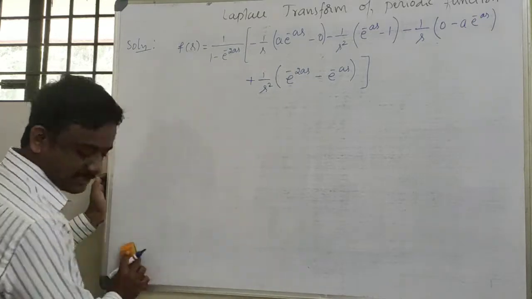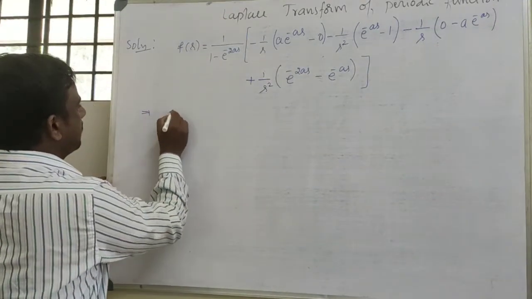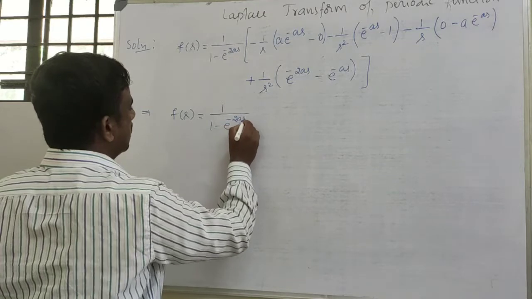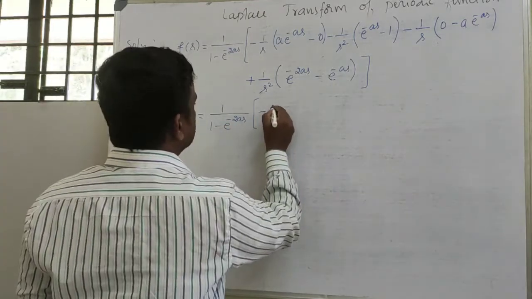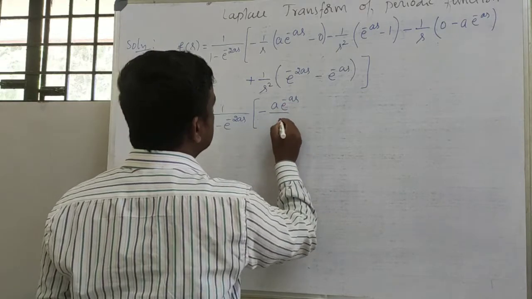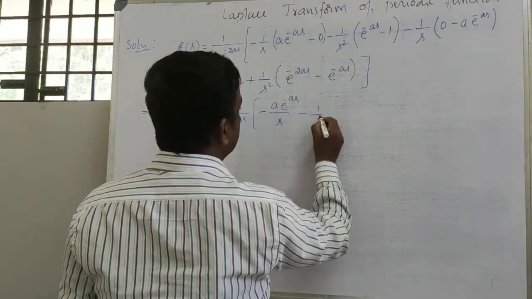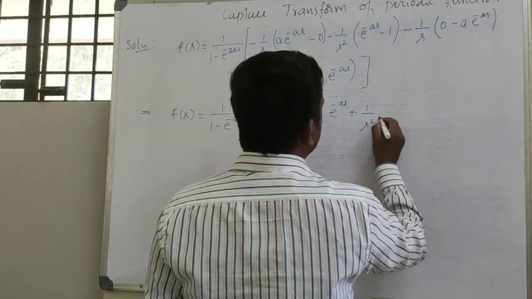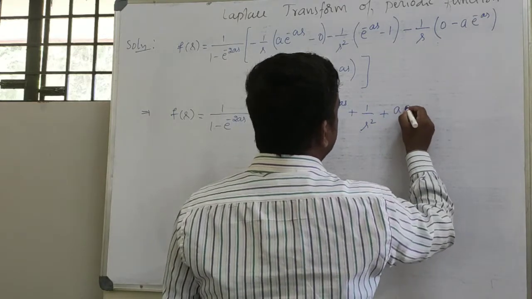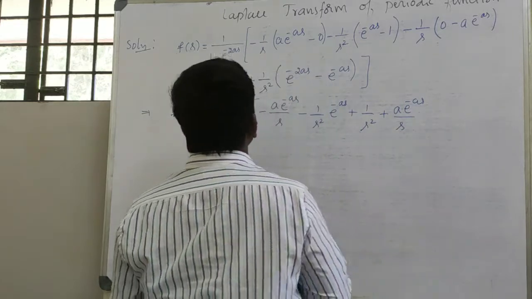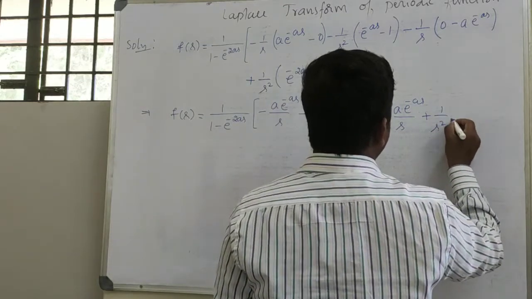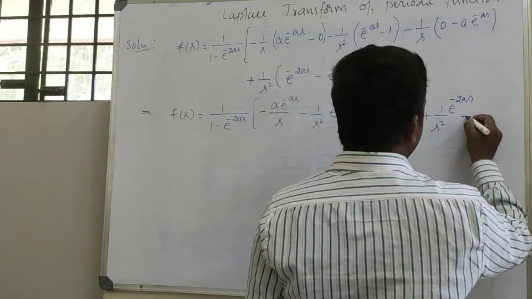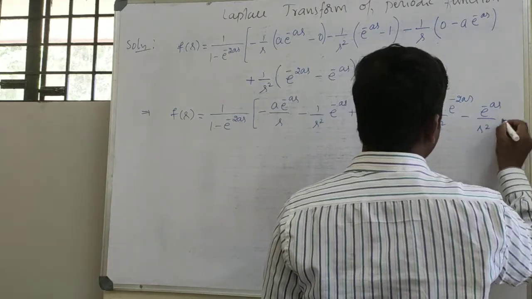Now simplifying this expression, so we get f of s equal to 1 divided by 1 minus e power minus 2as times minus a into e power minus as by s, 0, minus 1 by s square times e power minus as plus 1 by s square, minus into minus plus a into e power minus as divided by s plus 1 by s square into e power minus 2as minus e power minus as divided by s.